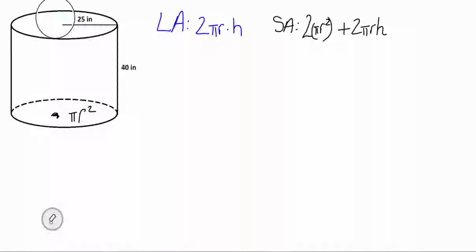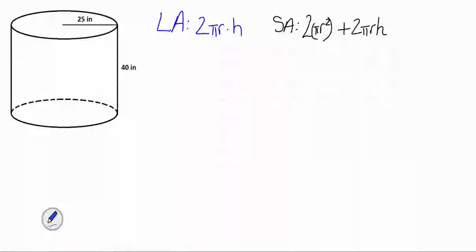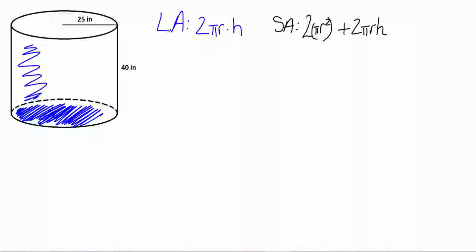Last but not least, we have the volume. The volume of a cylinder is simply found by asking yourself, if I was going to pour something in here, it's going to start by filling the entire bottom first. It's not going to fill up the side first, because that's not how products work. It's going to fill up the entire bottom first, which means the entire bottom is the area of the bottom.